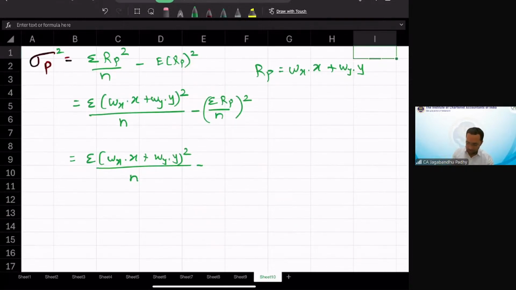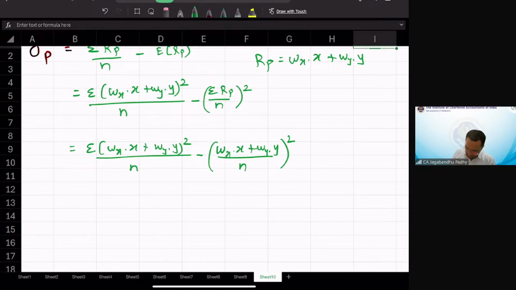Again, return of portfolio, let me just substitute it. This will be weight of x into x plus weight of y into y, the whole upon n square. Okay. Now, of course, this is going to be summation of the entire part. So we need to apply the summation over here, and then this entire expression was square, right?